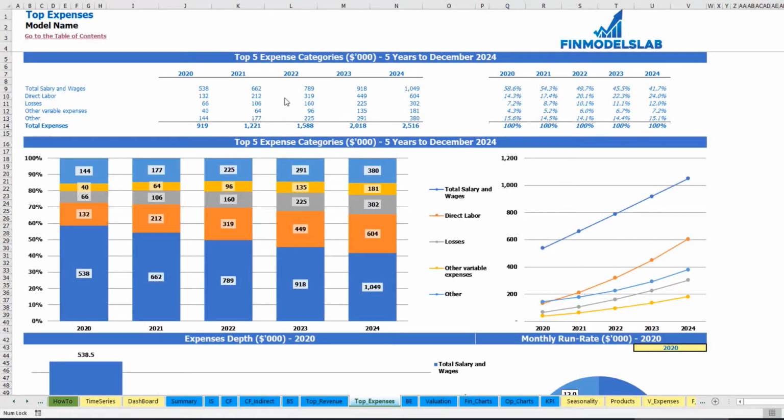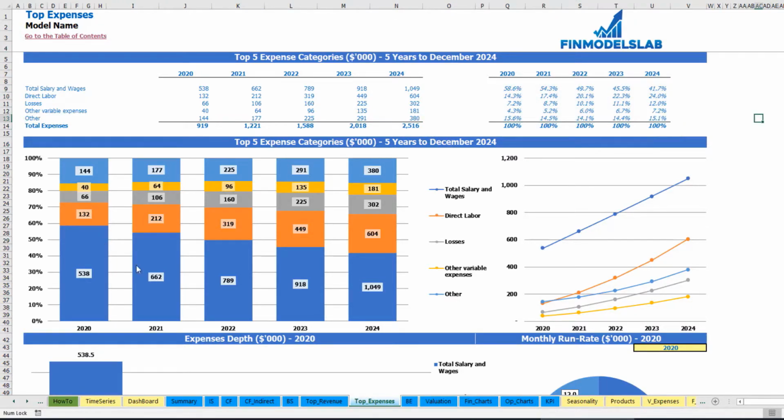On the top expenses tab, you may find the breakdown of top 4 expenses categories and all other expenses collapsed into other category. You may see the breakdown of absolute values broken down by years with a total below, and also to the right you may see the percentage breakdown of these expenses.